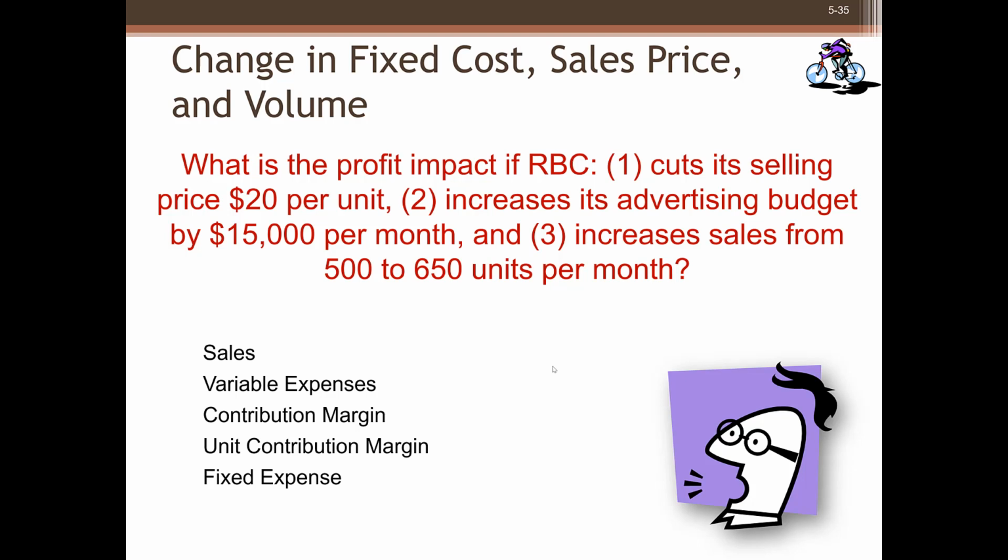Case 3. Change in fixed cost, sales price, and volume. What's the profit impact if RBC cuts its selling price $20 per unit, increases the advertising budget by $15,000 per month, and increases sales from 500 to 650 units per month? Here, sales change, variable expenses, contribution margin, unit contribution margin, and fixed expense all change. Let's take a look at the calculation.